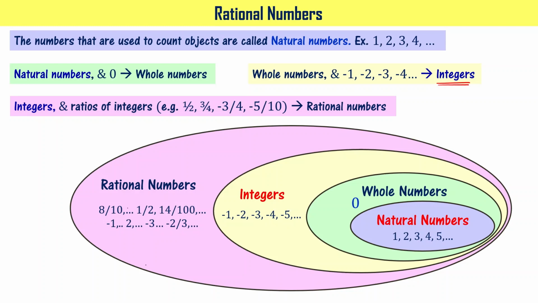Integers and ratio of integers together are called rational numbers. In the case of integers, you have 0, 1, 2, 3, 4, 5 and so on, and minus 1, minus 2, minus 3, minus 4, minus 5 and so on. These are integers, right? But now you can have integers like minus 1, 2, minus 3, and at the same time you can have ratio of integers also together as rational numbers. So what are rational numbers? Integers and ratio of integers are called rational numbers, right?